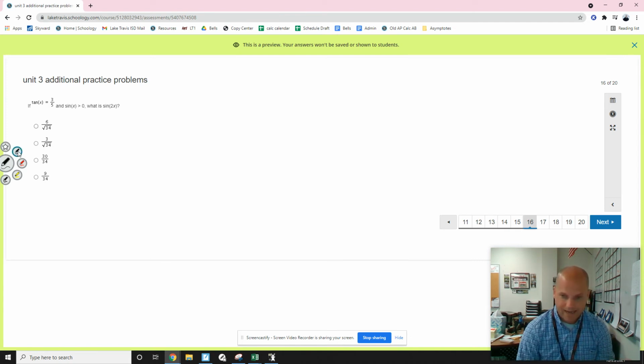All right, now we've got sine 2x. You'll be given this formula. This is the double angle formula for sine, x plus x. You get that it's 2 sine x cos x. Okay?